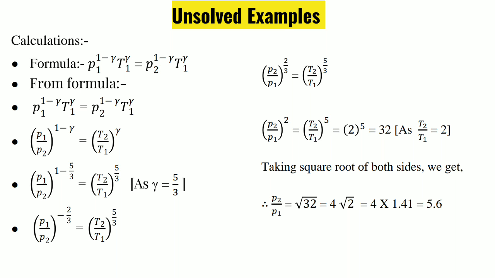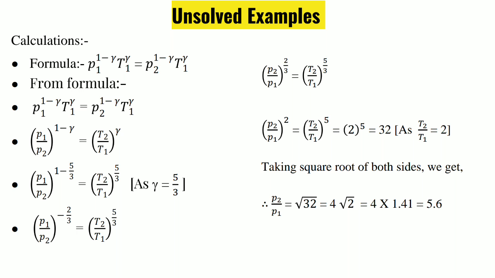3 will get cancelled. So P2/P1 square is equals to T2/T1 raised to 5. T2/T1 already we have seen. T2/T1 final temperature was twice the initial temperature. So T2/T1 की जगह 2 लिख सकते हैं. Okay, so we will be getting 2 raised to 5. 2 raised to 5 is 32.